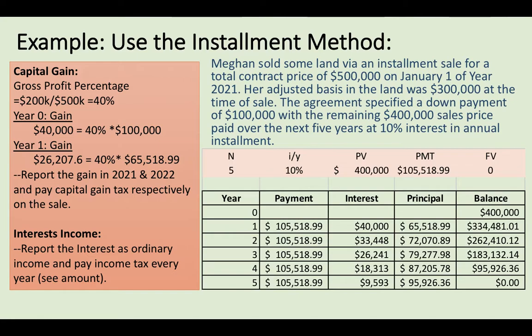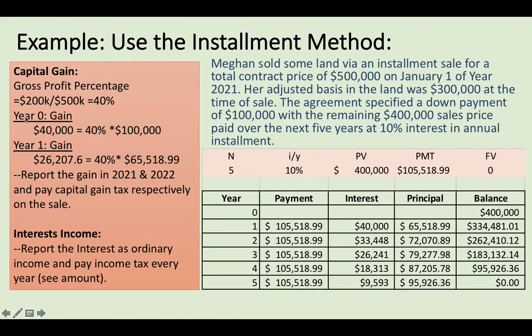So when you elect to use the installment method, you can spread your gain from year 0 all the way to year 5. So within 6 years, you can pay your capital gain rather than in the first year, right? Then you need to use the gross profit percentage, which we calculated. Your gain is $200,000 and your sales price is $500,000, which gives you 40%.